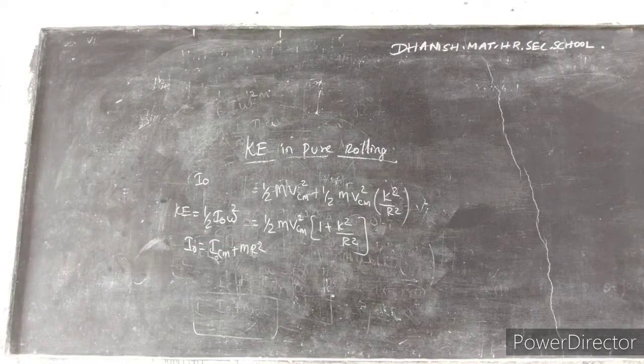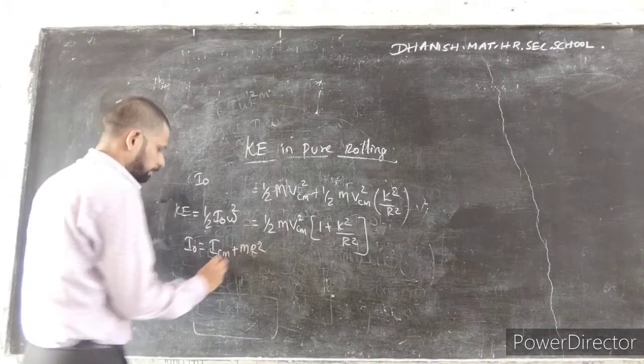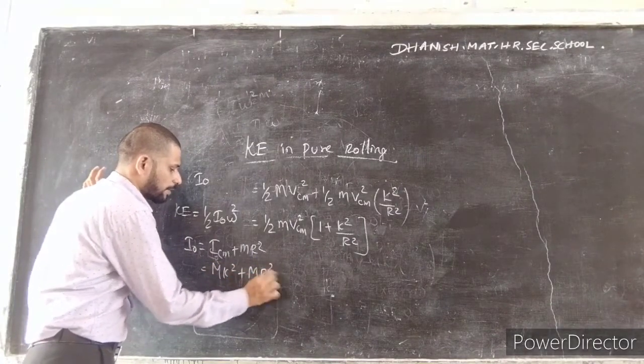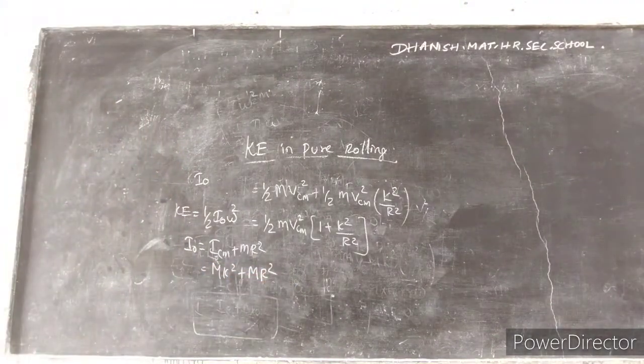Substituting the values, we know that ICM is nothing but m k square, so I naught equals m k square plus m r square, mass into radius of gyration. Now substituting that value of I naught, m k square plus m r square into omega square, and omega square we can take as VCM by r whole square. So take the common things here.